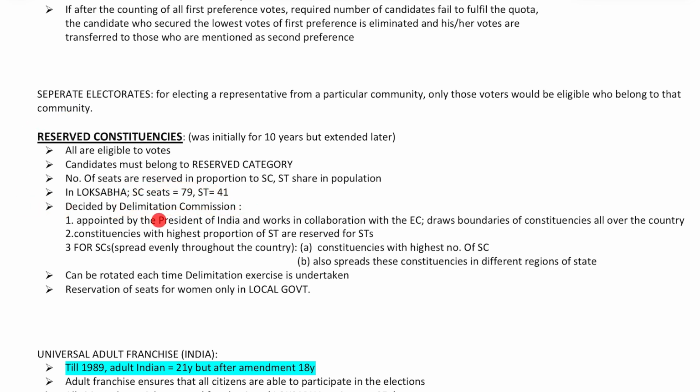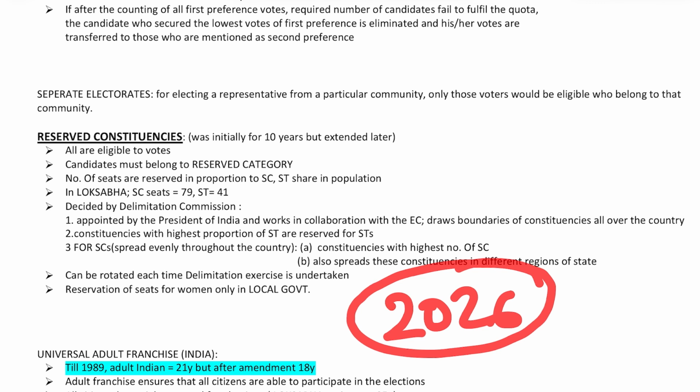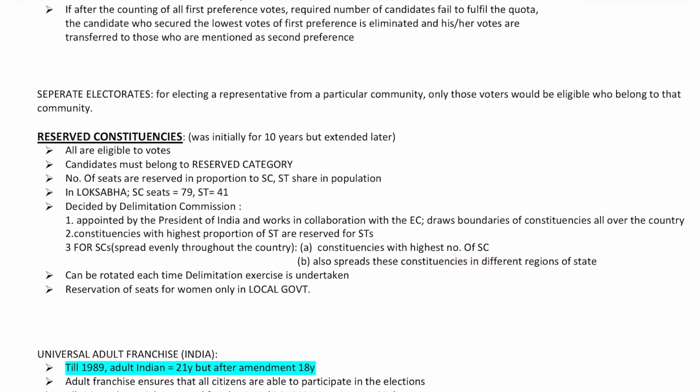The Delimitation Commission is appointed by the President of India and works in collaboration with the Election Commission. It draws boundaries of constituencies all over the country. The constituencies with the highest proportion of STs are reserved for STs. For SCs, these are spread evenly throughout the country. The constituencies with the highest number of STs also split these constituencies in different regions of the state. So these seats can be rotated each time the delimitation exercise is undertaken. The seats right now are fixed till 2026, and the delimitation will be done after 2026.